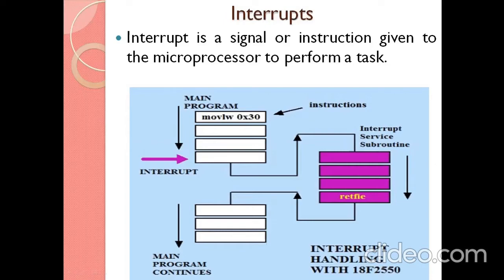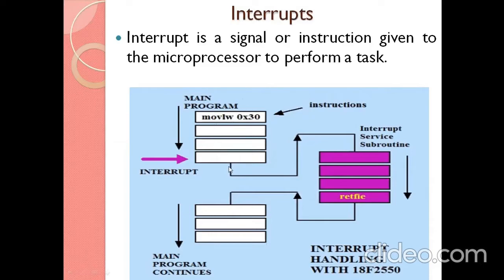There are two programs available. One is called the main program, another one is called the interrupt program. The main program is represented in white color. First, it will start executing from the main program: the first instruction, second, third, fourth, like this. There are 7 instructions in the main program, and in the interrupt program, there are 4 instructions available. It will execute the first instruction, second, third, fourth.